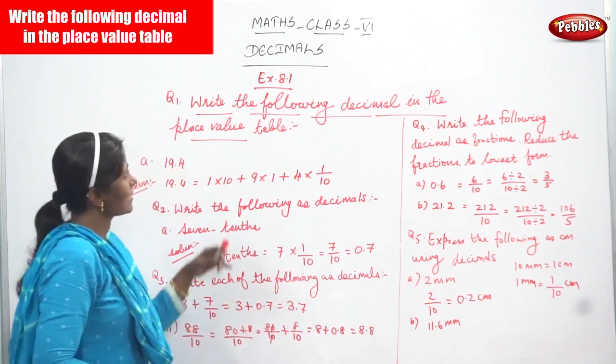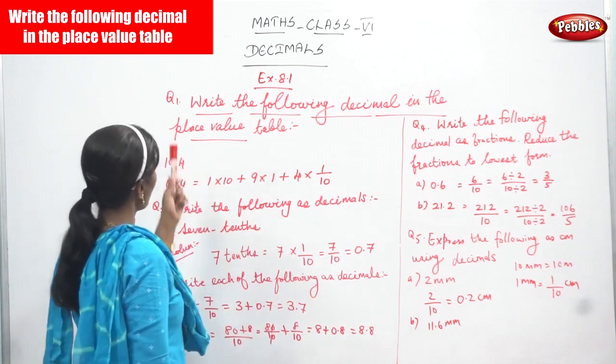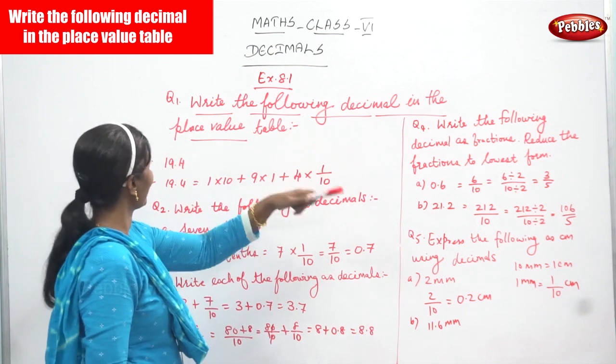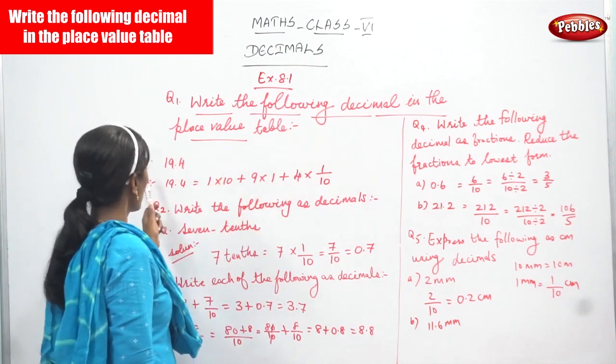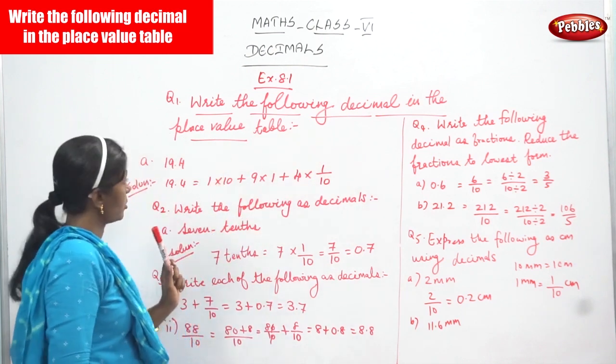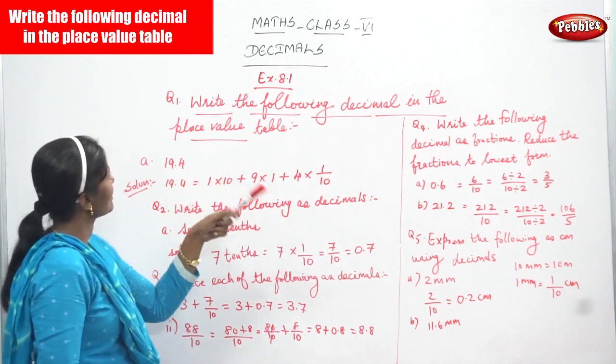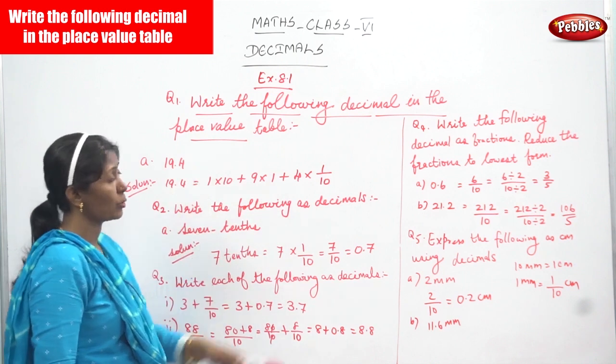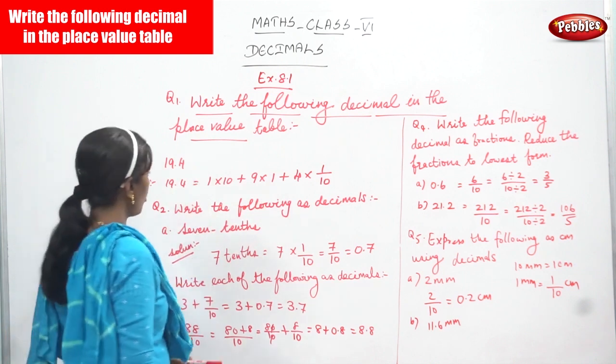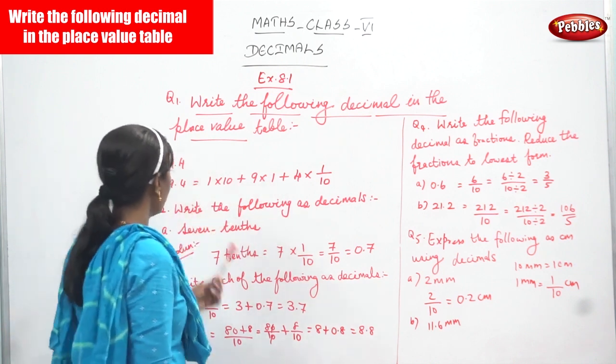Now we are going to see exercise 8.1 in decimals. Question number 1, write the following decimal in the place value table. Question A, 19.4. So you have 19.4 as a decimal. You have to make it in place value form. That is called a place value table.